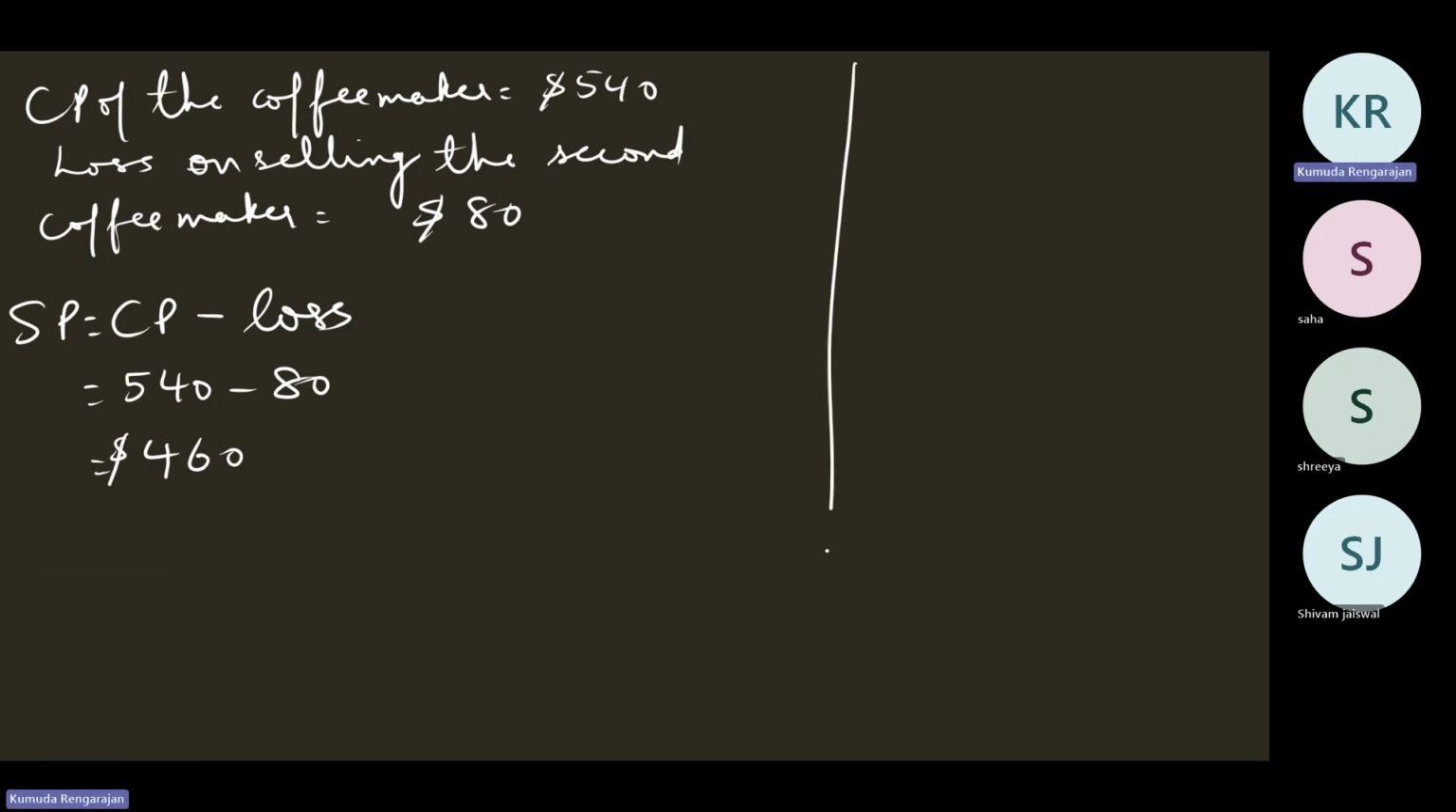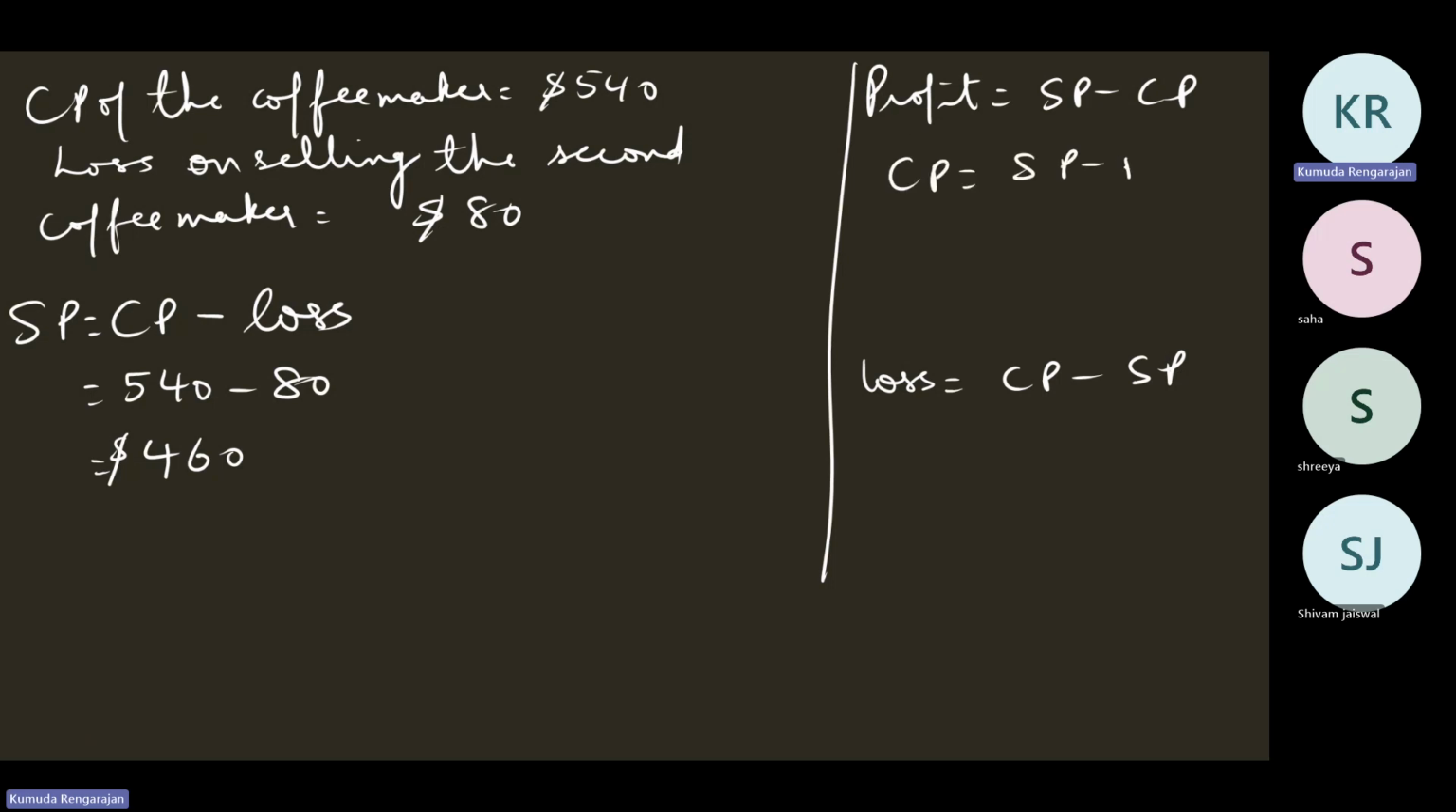Let me write this first, it will be easier for you. How do you find profit? Profit is equal to SP minus CP, and loss is equal to CP minus SP. So just transpose in this, that's all. When you shift this CP to the left hand side, CP will be equal to SP minus profit.